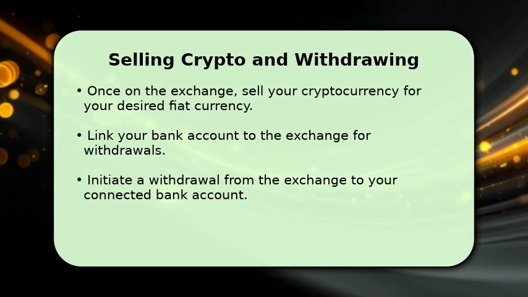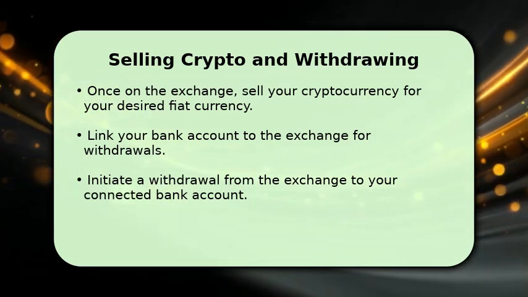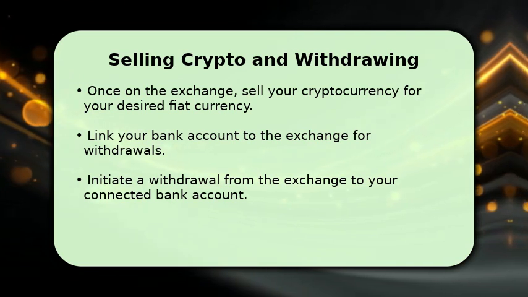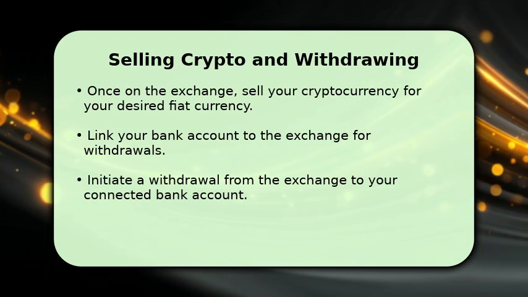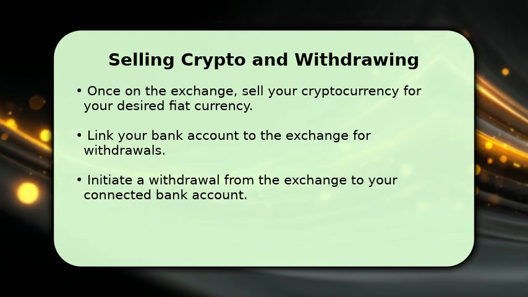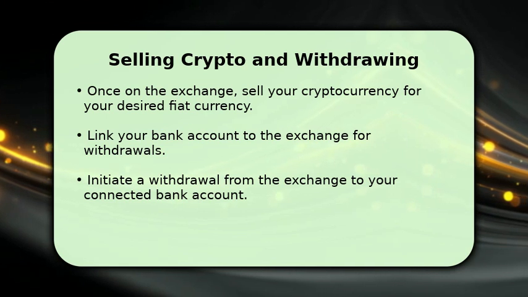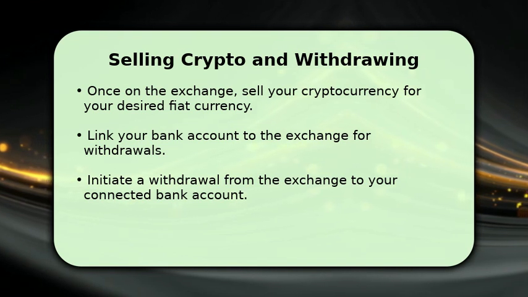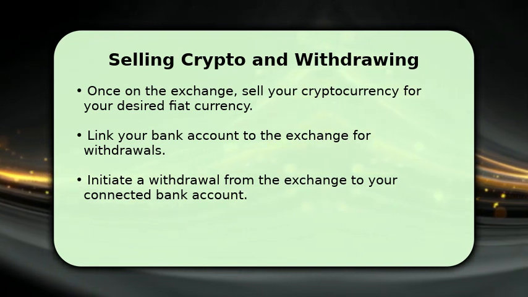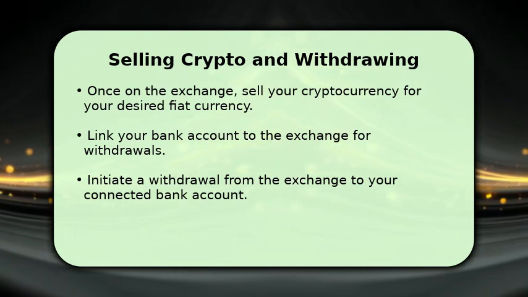After your cryptocurrency arrives at the exchange, navigate to the Sell or Trade section. Here, you can convert your crypto into your preferred fiat currency, such as US dollars or euros. Next, ensure your bank account is securely linked to your exchange account. This usually involves a verification process. Once linked, you can proceed to withdraw the fiat funds directly to your bank account. Processing times can vary, typically from a few hours to several business days.